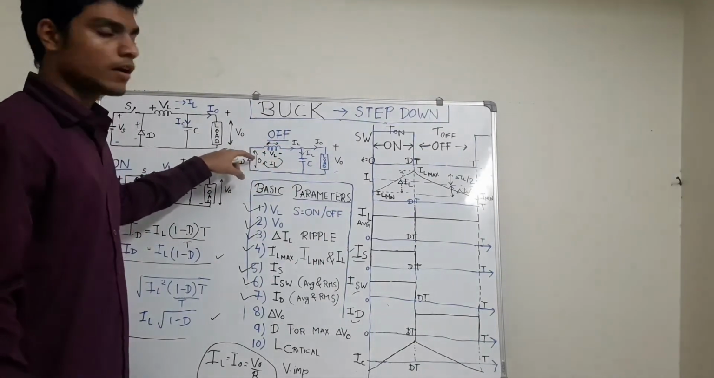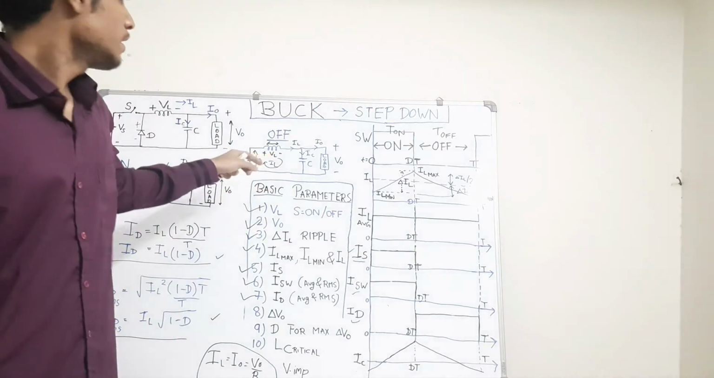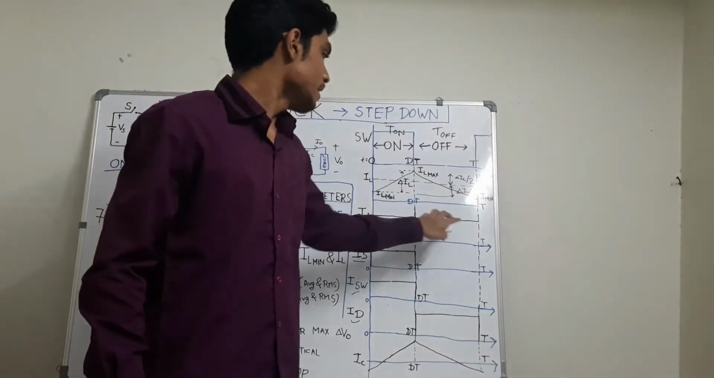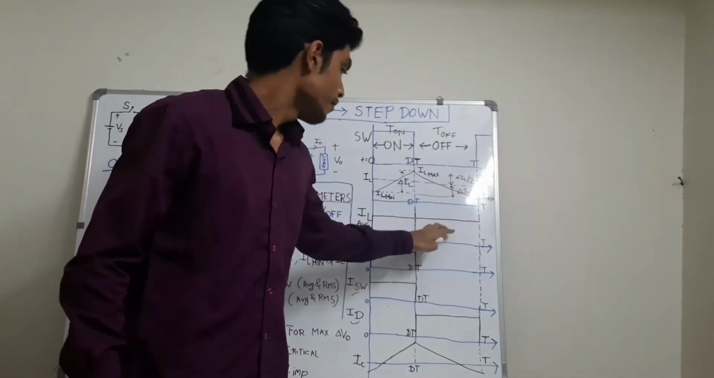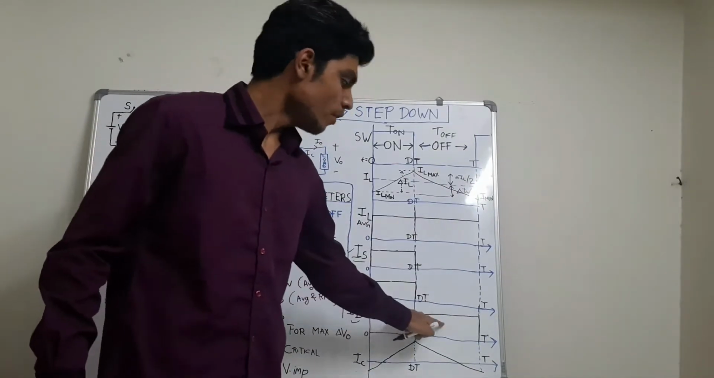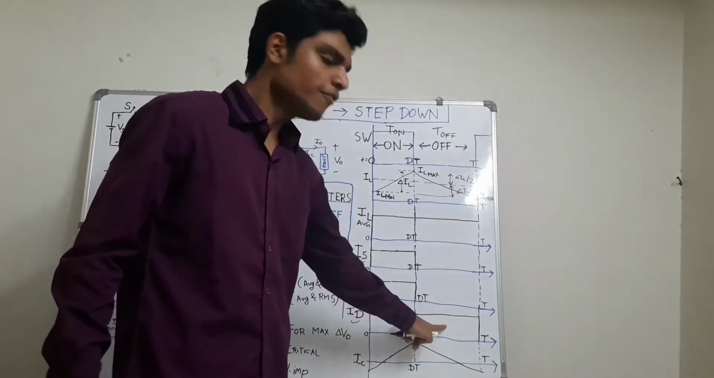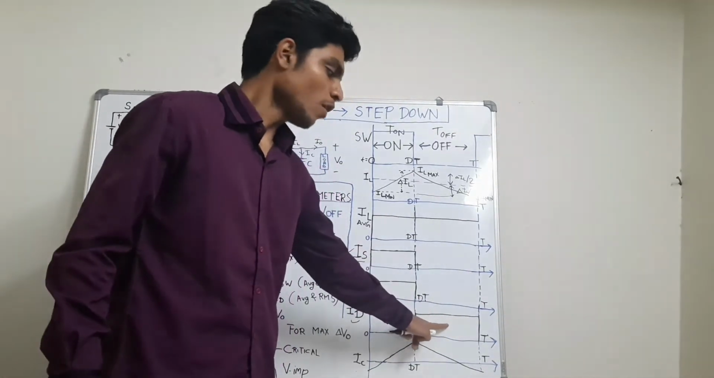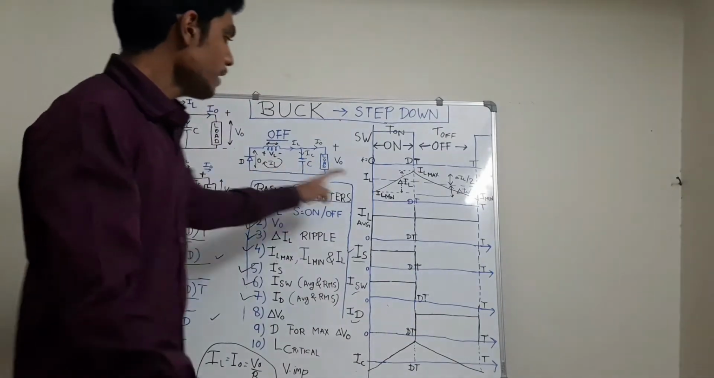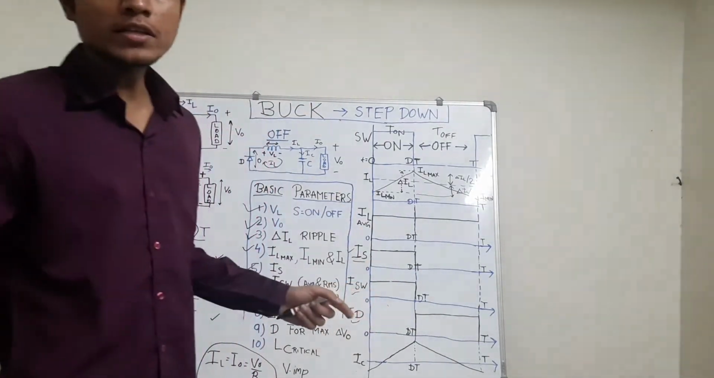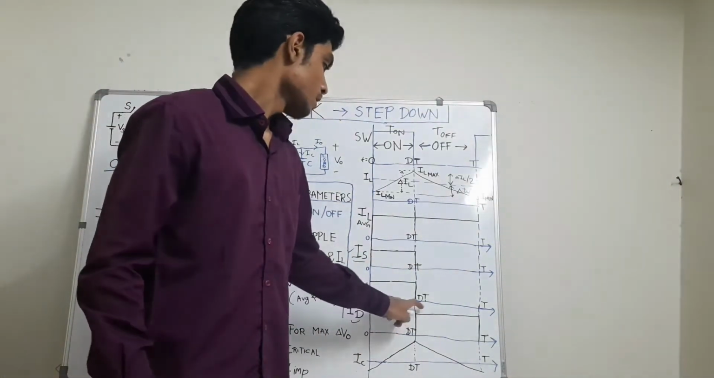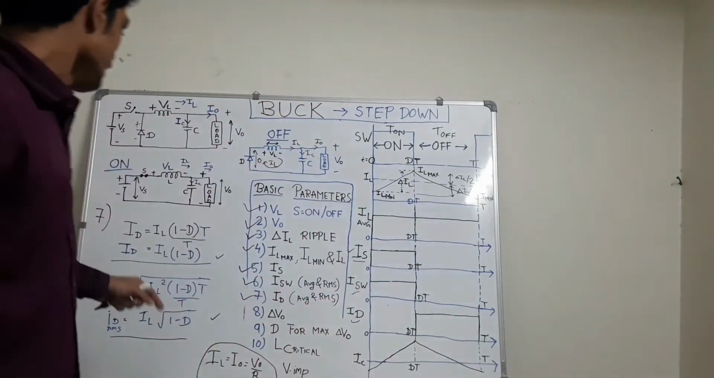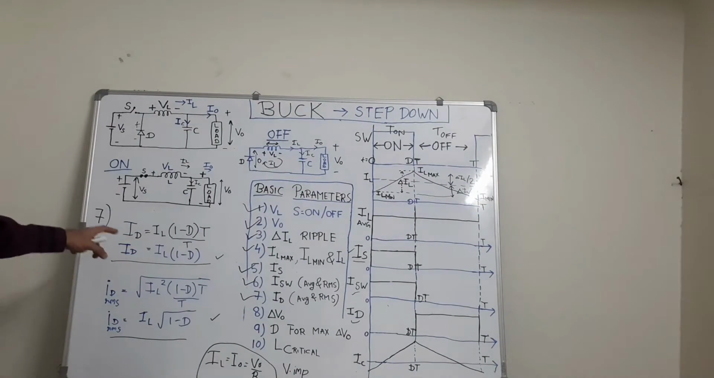Hence the diode current during the off time is the same as the inductor current. So this IL during the off period will come in the diode current waveform for off time as ID equals IL for off time, but in the on time of the switch, the diode current will be 0 as it is reverse biased. So this is the waveform of diode current, and now let's find its average value first.